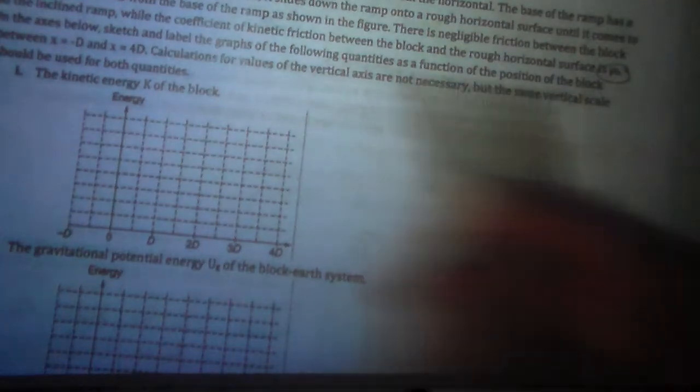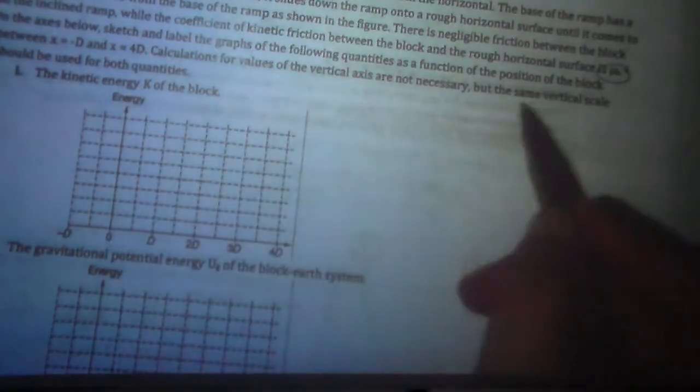Sketch and label the following quantities as a position between negative d and d. I don't need to get a number for the vertical axis, but I have to use the same scale. So let's think about right here, from here to here, energy is conserved because it's frictionless. So the total amount of energy from, I'll just call this A to B right now, is going to be conserved. At A, it's starting at rest, so my kinetic energy, which is out, why am I calling it A? It's at negative d and 0. So at negative d, starting from rest, so that's going to be a kinetic energy of 0.